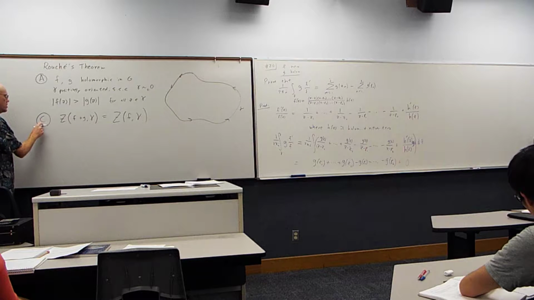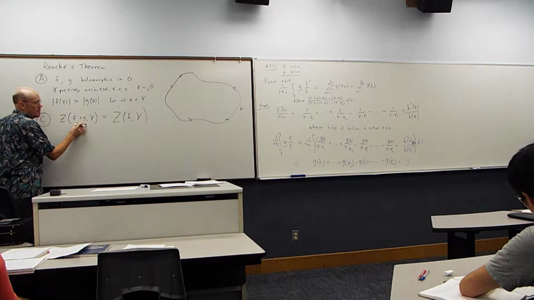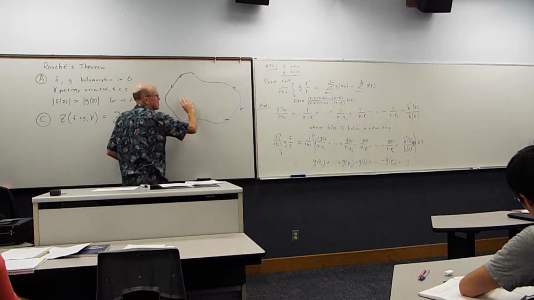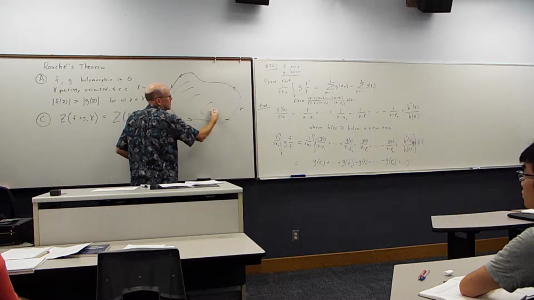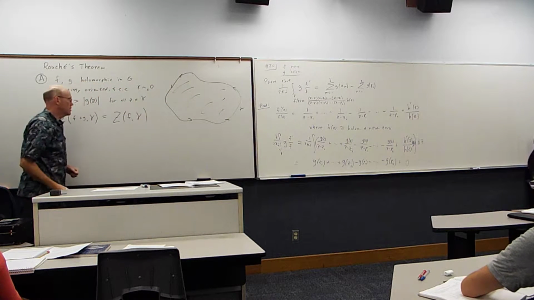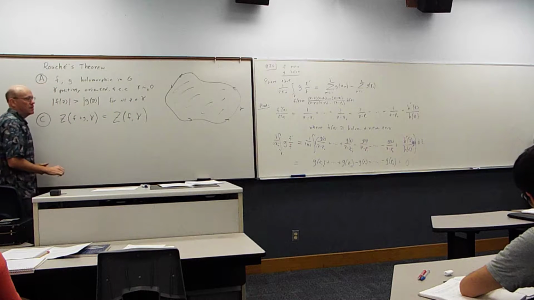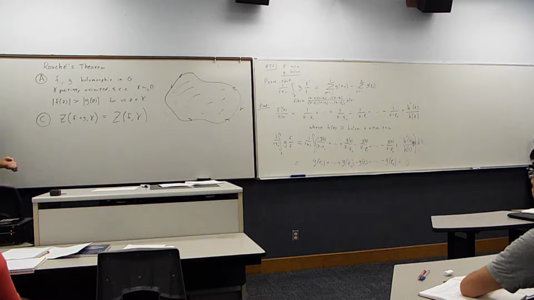So the conclusion is Rouche's theorem says that the number of zeros of F plus G that are enclosed by the curve, the number of zeros inside this part here, is equal to the number of zeros of F in there. That's Rouche's theorem.